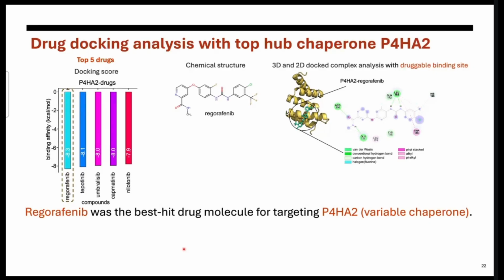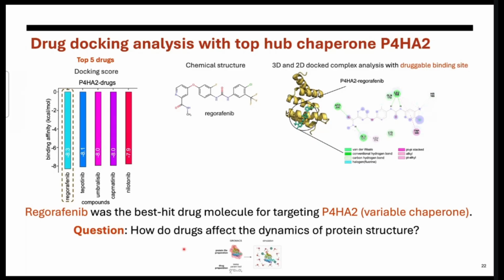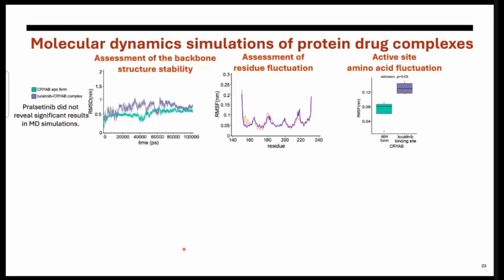Again, this is still docking. We also looked into dynamics to get a deeper understanding of these interactions of the drug and the proteins. So as you see here, CRY-AB had 2 drugs, tucatinib and parsaclisib, but parsaclisib did not show significant results from the MD simulations, so this was discarded. So we took tucatinib because it showed clear significant differences.